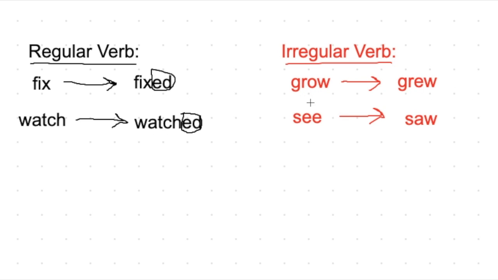Same with see. To change see into past tense, we had to change the middle vowel and the end vowel and make it saw. So this is how we know the verb is irregular. We can't just add ed to the end. I'm going to give you a few examples, and you're going to decide if the verb is a regular verb or not a regular verb.